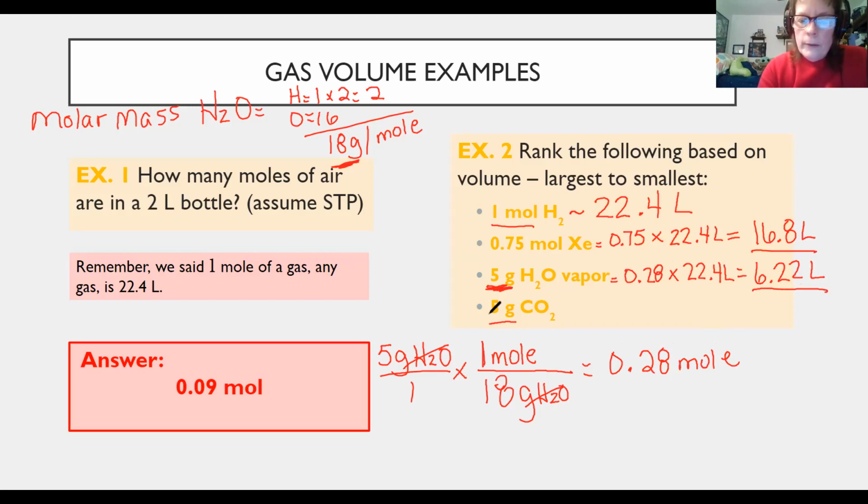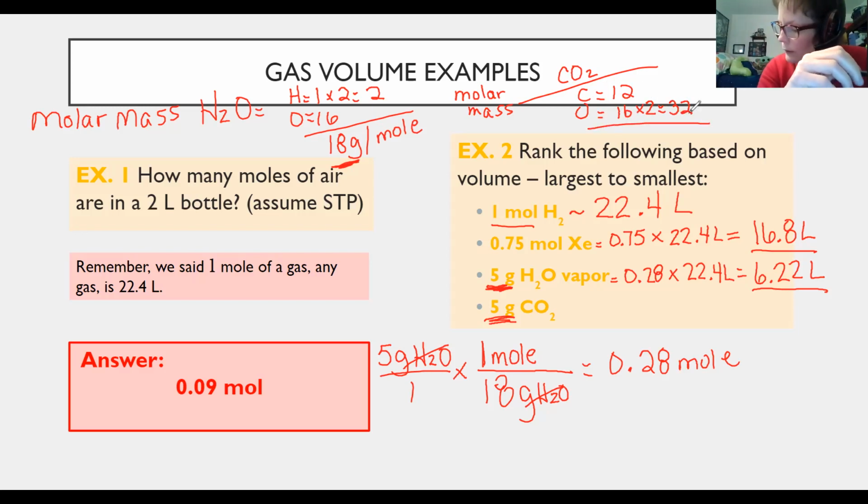And our last one, we have 5 grams of CO2. So the molar mass of CO2: we have a C, which has an atomic mass of 12. And oxygen has an atomic mass of 16, but there's 2 of them. So that's 32. Add all these together, and it's 44 grams per mole.